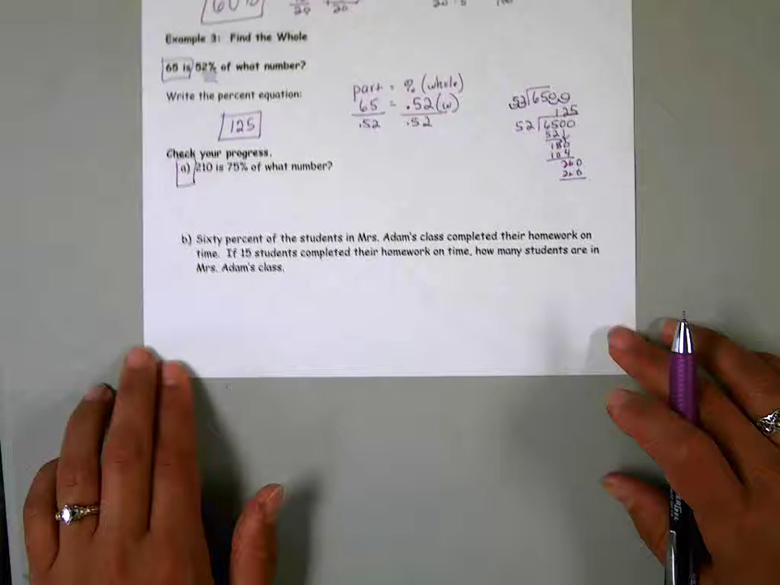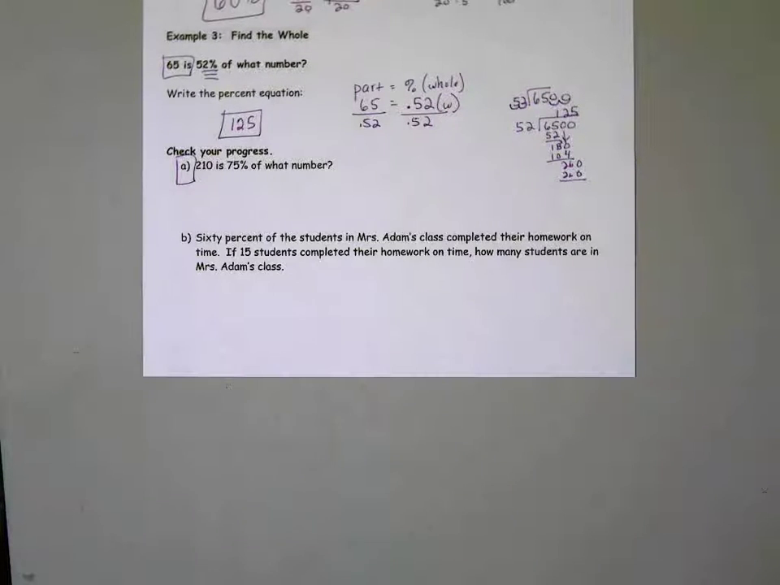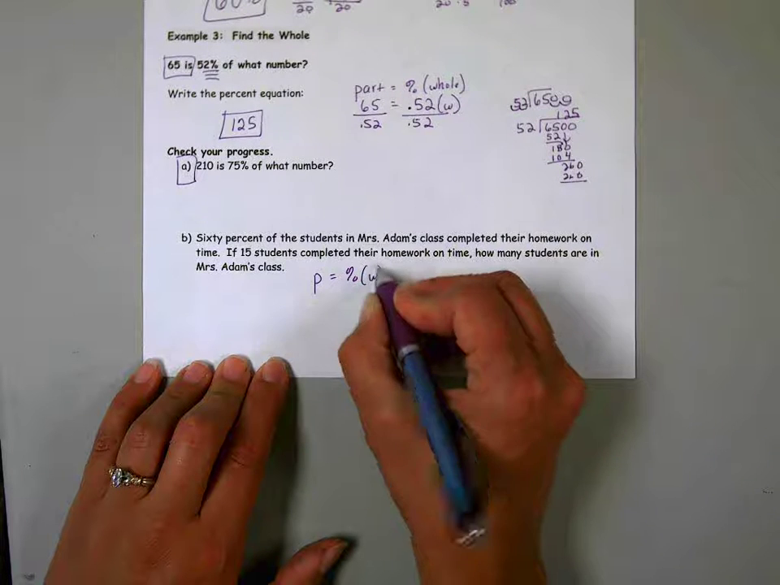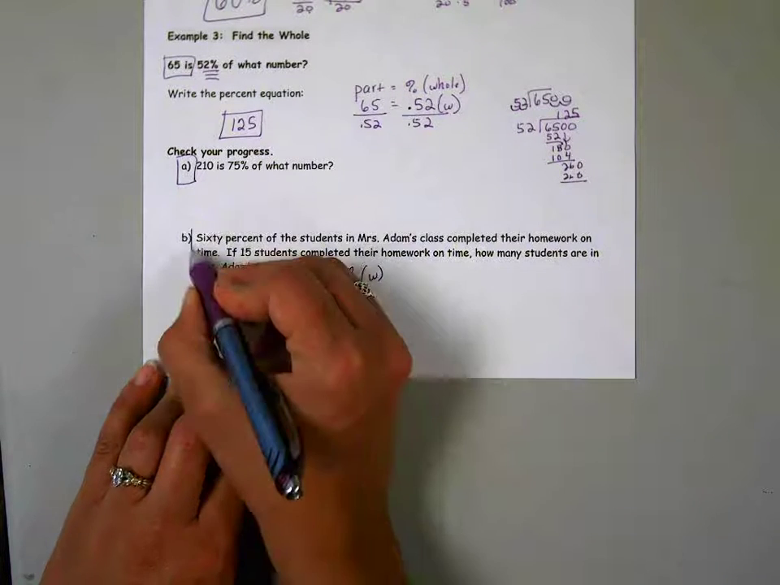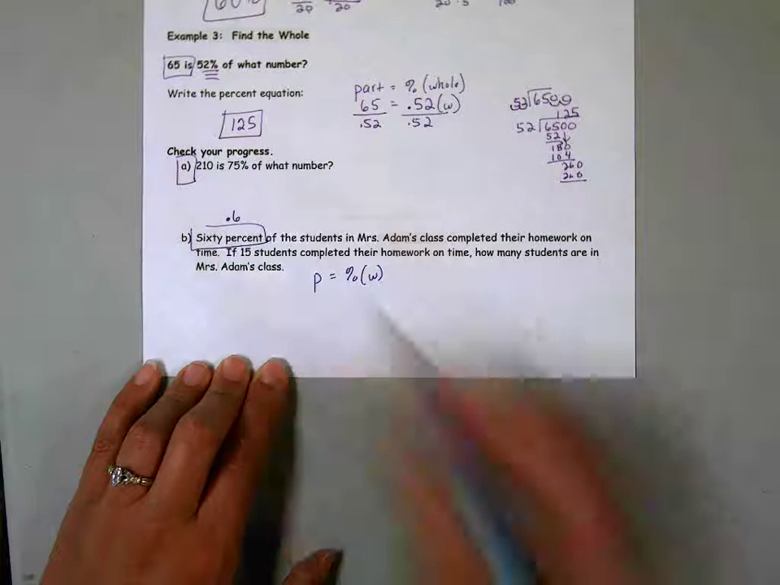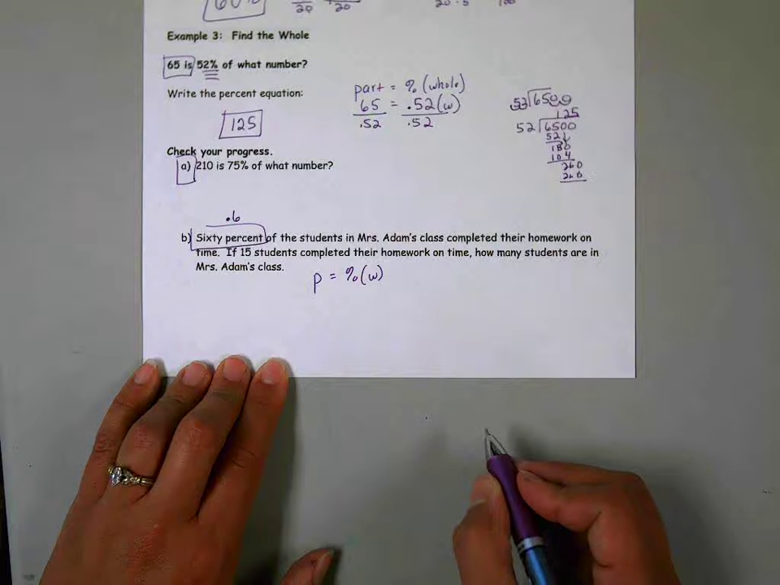Let's do a real world problem. 60% of the students in Mrs. Adams' class completed their homework on time. If 15 students completed their homework on time, how many students are in Mrs. Adams' class? So we've got part equals percent times the whole. So we know our percent, 60%, and we write 60% as 6/10. 60% completed their homework.